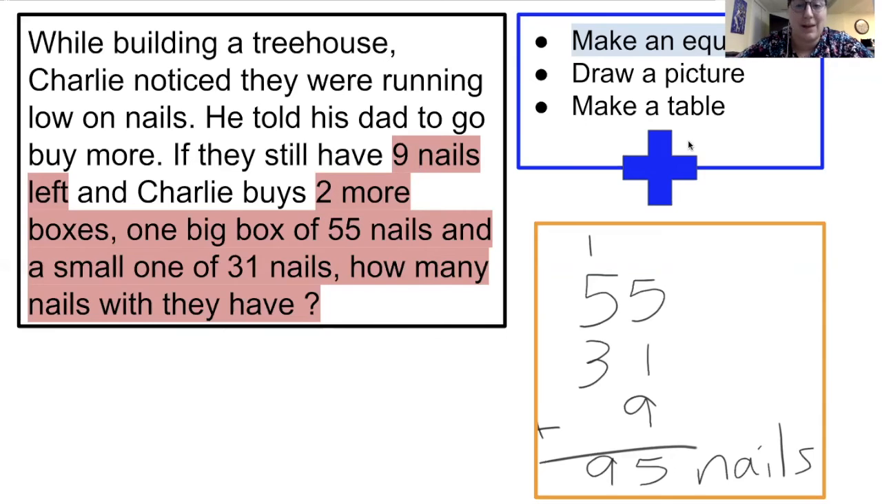That tells me now I can move on to solve. I'm moving on to say that I'm going to go ahead and make an equation. I don't feel that I need to draw a picture. If draw a picture is more of your strategy, then that's what you need to do. But I'm going to make an equation, and then I have this to show that I know before I start solving that I'm going to be doing an addition problem. So I have 55 plus 31 plus 9. It still was a layered story, getting me 95 nails.